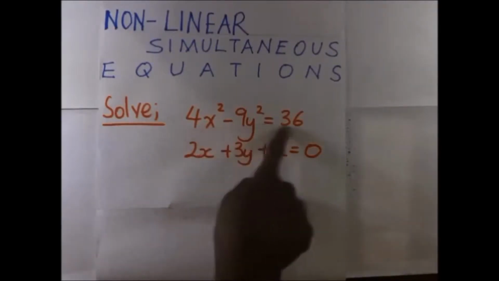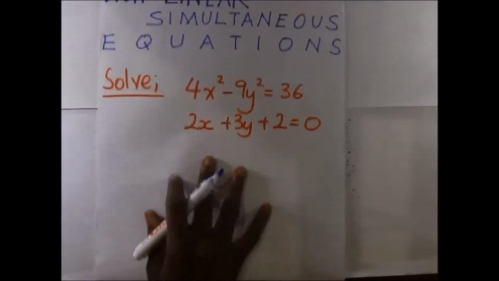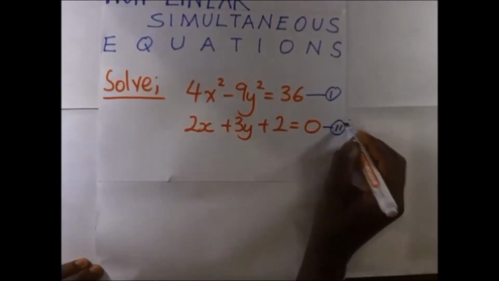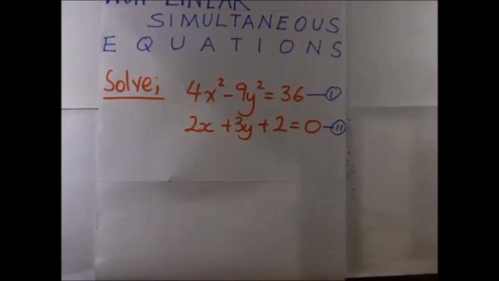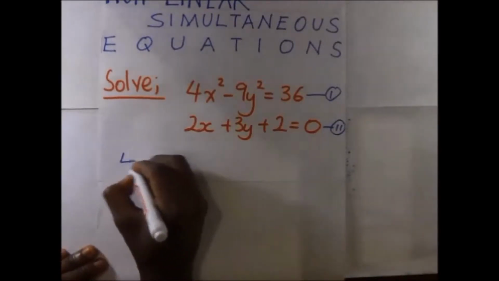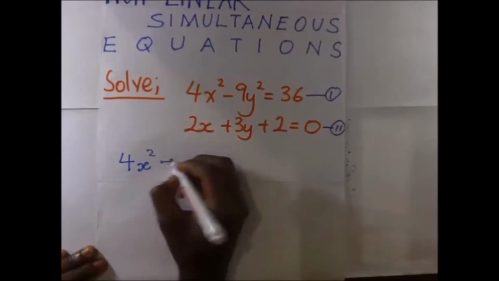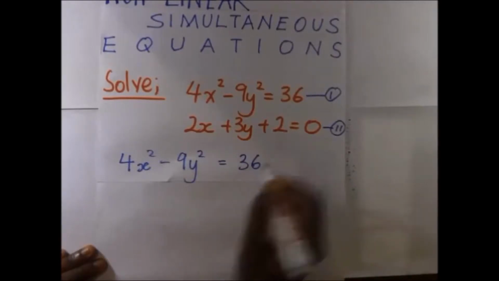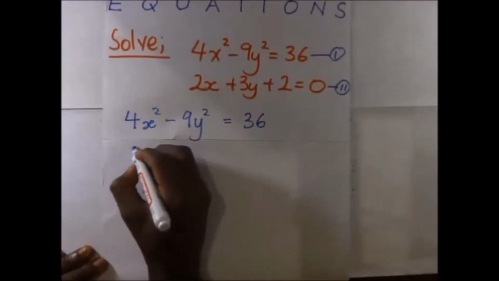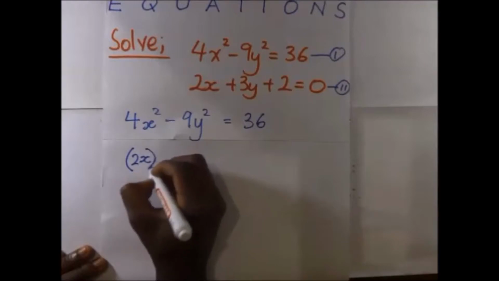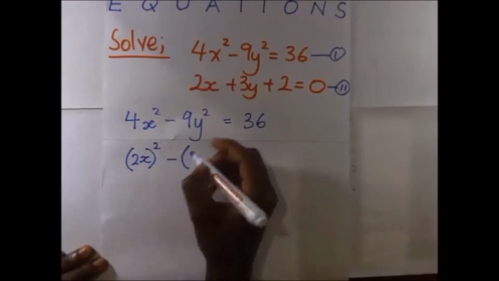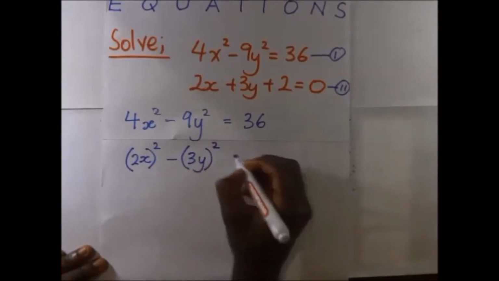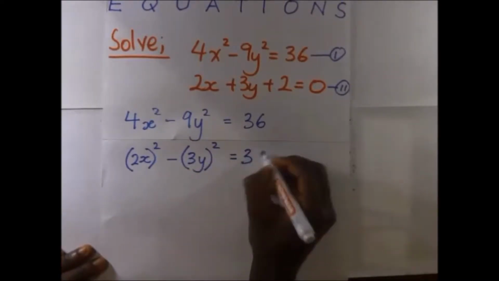So now, looking at equation 1, we will call this our equation 1, and we will call that our second equation. From my first equation, we see that 4x squared minus 9y squared is going to be equal to 36. So this is the same as (2x) squared minus (square root of 9 is 3) (3y) squared is equal to 36.